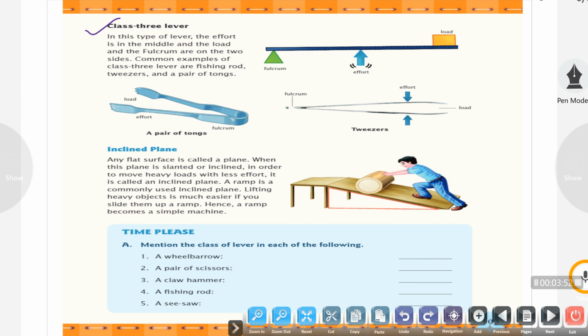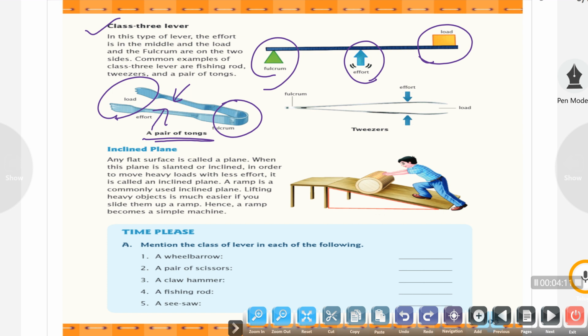Class 3 lever has fulcrum and load at the ends and effort at the middle. Like in this pair of tongs, effort is applied here, load is here and fulcrum is here. In tweezers, we apply effort here, load present here and fulcrum is at this end.